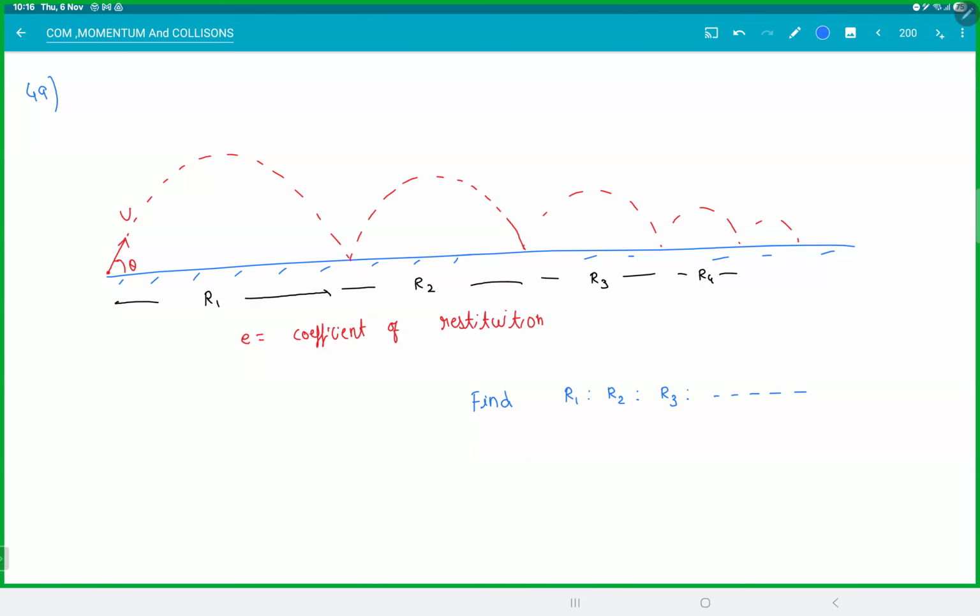So a particle is projected at u, theta. The floor is not elastic, so there is a restitution. So every time you hit, you lose energy. Find the ratio of the range. Floor is smooth. If I don't say anything, it's a smooth floor. Rough floors, they have to mention it. Let's get this. It's an easy one.